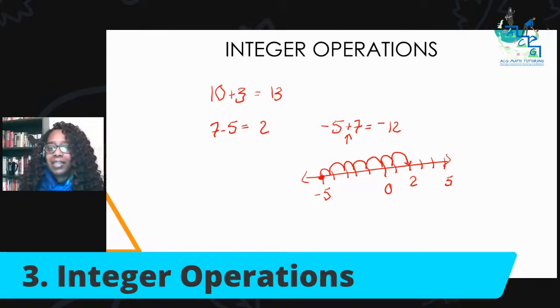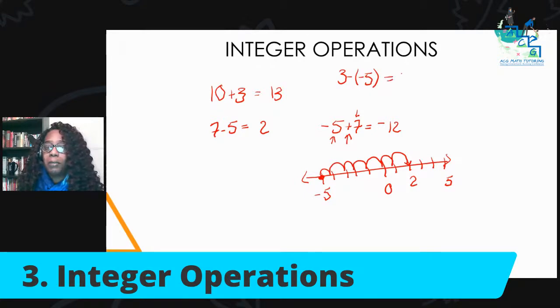So I always like to say, when you have two different signs, you're really subtracting. One sign is negative, which is my 5, and the other is positive, which is my 7. But this is the one that really gets a lot of people. We have 3 minus a negative 5.